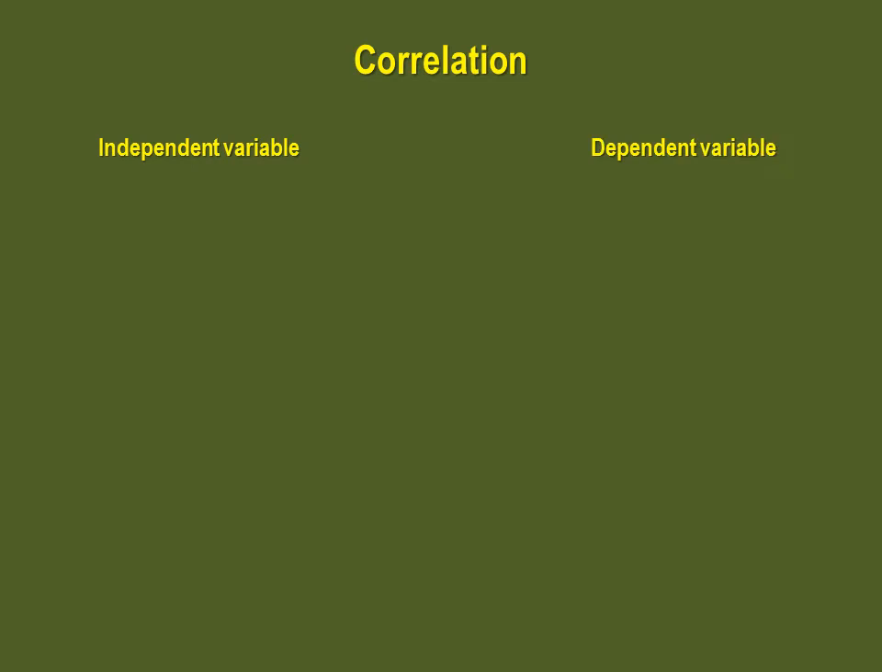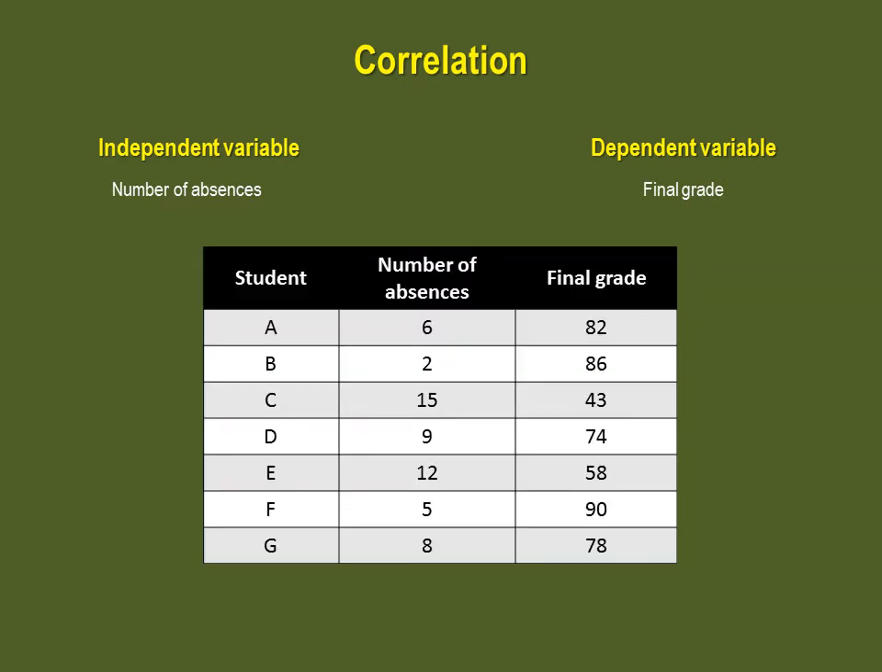Say for example, you're trying to see if there's a relationship between the number of absences and the final grades in a given class. Of course, the number of absences is the independent variable and the final grade is the dependent variable. You've done the study on 7 students, and here are your results. You're now ready to visualize your data on a graph called the scatter plot.